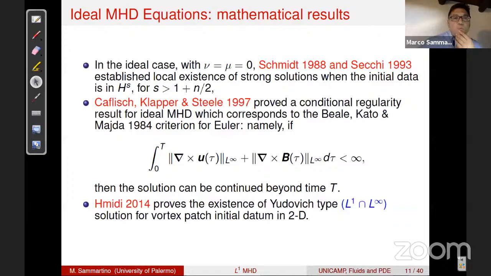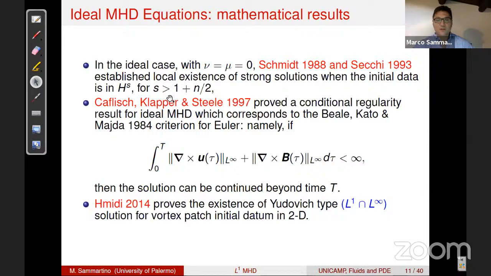For the ideal case in which both ν and μ are equal to zero, Schmidt and Secchi proved the local existence of strong solutions when the initial data is in H^s, when s is quite large, larger than one plus n over two. While Caflisch, Klapper and Steele proved a condition for regularity, which is the equivalent of the quite famous Beale-Kato-Majda criterion.